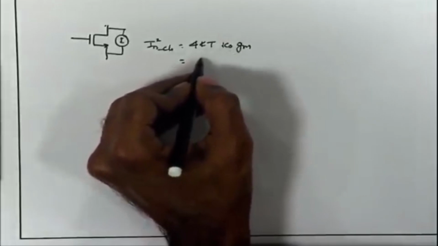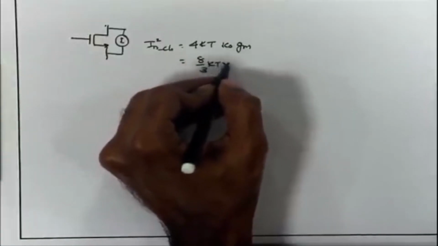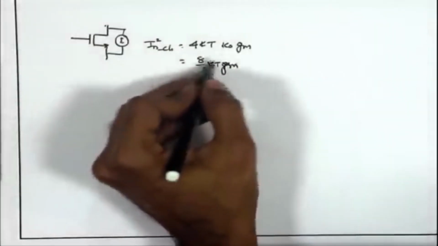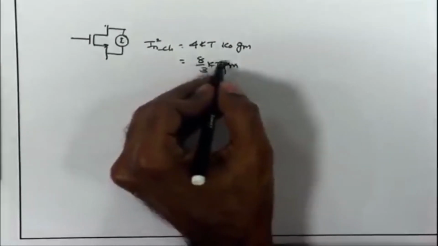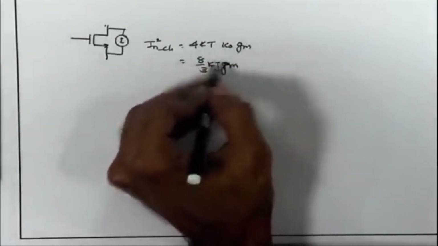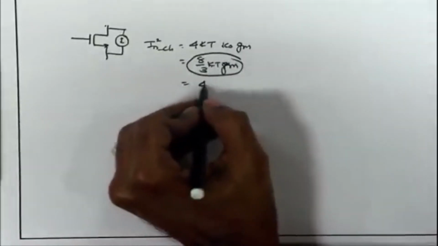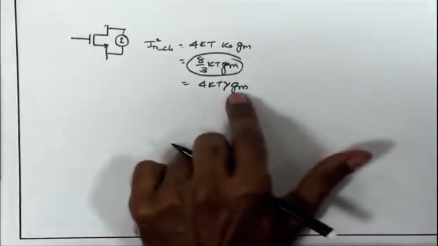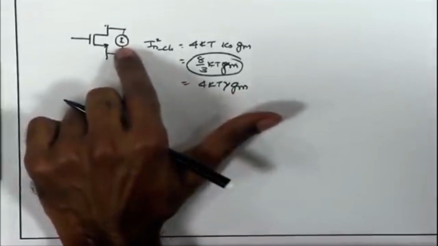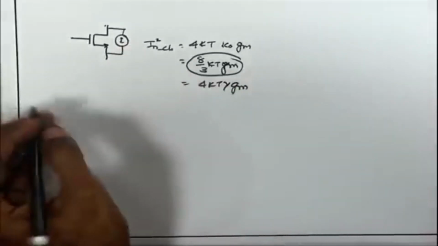Generally this number for sufficiently long channel MOSFET is found to be 2 by 3. So, we get 8 by 3 kT gamma times Gm, where rest of the factors are constant, and you get basically 4 kT times gamma Gm, where gamma is around 2 by 3. So, this is the equivalent noise factor. So, we can represent it as 4 kT gamma Gm as the equivalent mean square noise for the MOSFET channel.